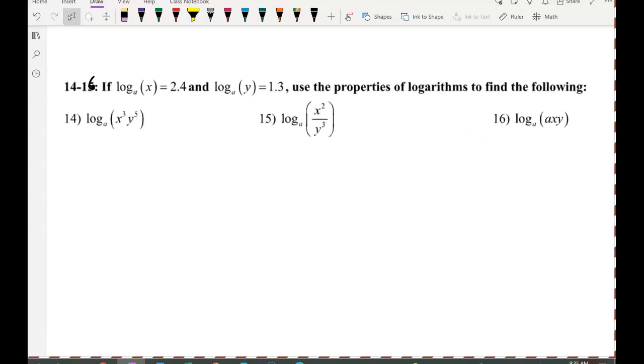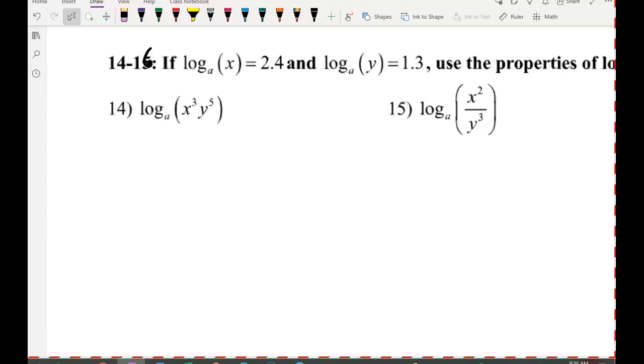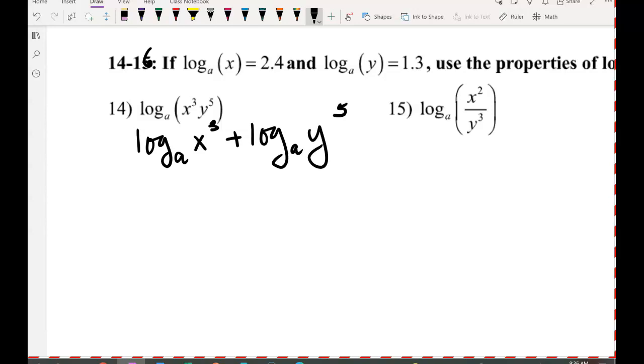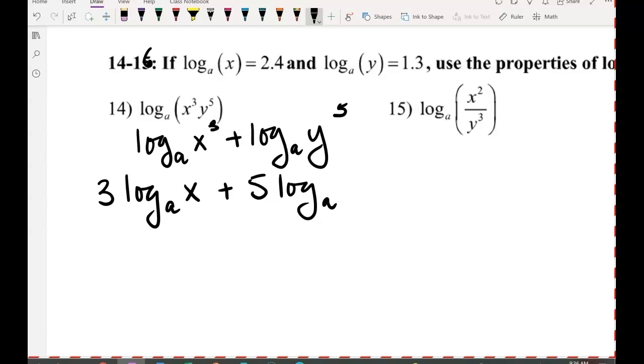Log base a of x to the third times y to the fifth. Again, if we have a multiplication in log, what would that become? Yep, so log base a of x to the third plus log base a of y to the fifth. Again, if we have a power in log, where does it go? Yep, becomes a multiplication. So this is 3 times log base a of x plus 5 times log base a of y.